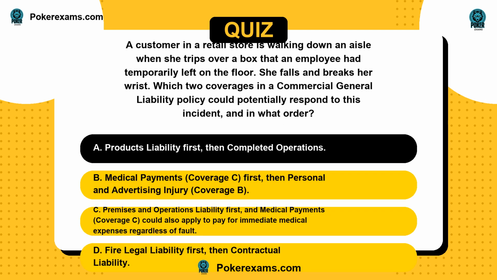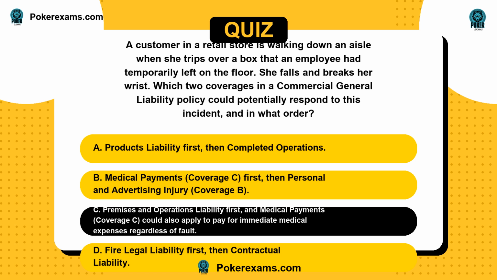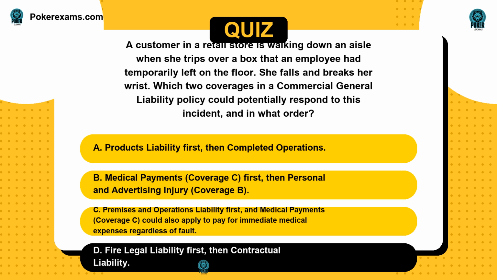Is it A, products liability first, then completed operations? Or B, medical payments, coverage C first, then personal and advertising injury, coverage B. C, premises and operations liability first, and medical payments, coverage C, could also apply to pay for immediate medical expenses regardless of fault. Or D, fire legal liability first, then contractual liability.